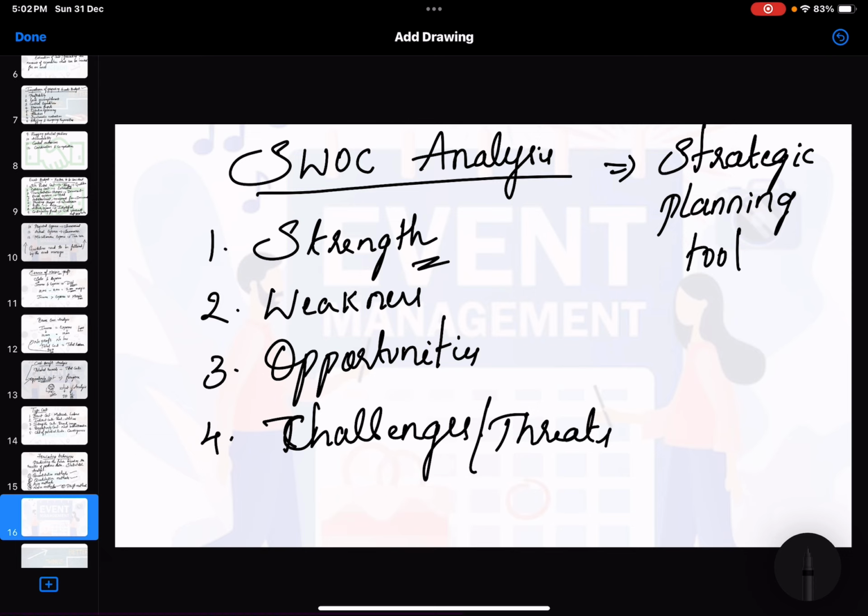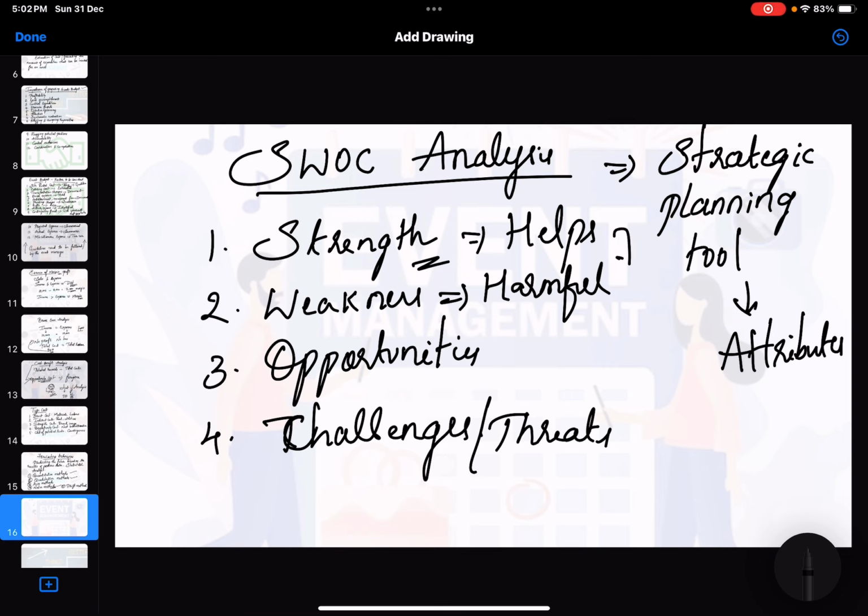Then weaknesses are the attributes. See, we measure the attributes here. Attributes means certain qualities of our event management company, of the project or organization, which are harmful in achieving the project objective. See, we are working towards an objective, and in the successful attainment of that particular objective, if there is something that is helping us, then it is called strength. If there is something which is harmful, okay, weakness is the one which is harmful in achieving the project objectives.